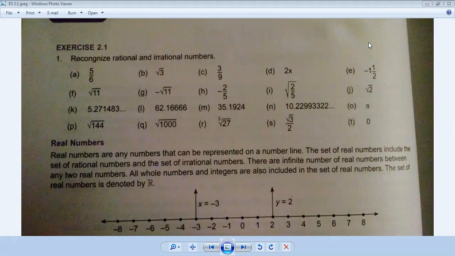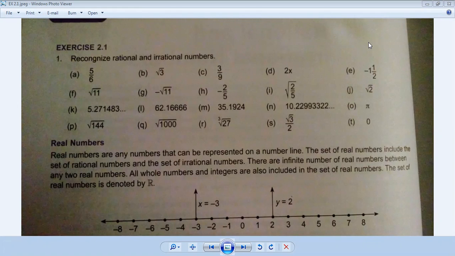Next, today we are starting a very new chapter, very interesting and very simple, which is all about numbers. This is chapter 2, rational and irrational numbers. It starts from page number 9, and this is exercise 2.1. Today, inshallah, we'll try to complete exercise 2.1.